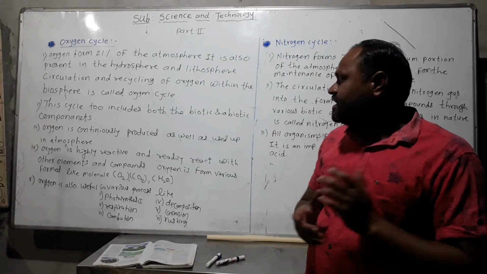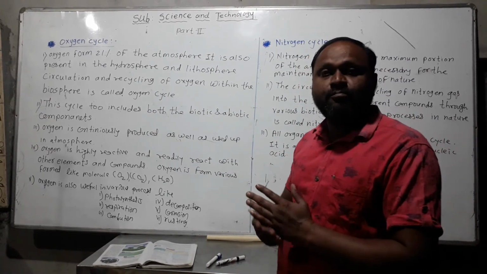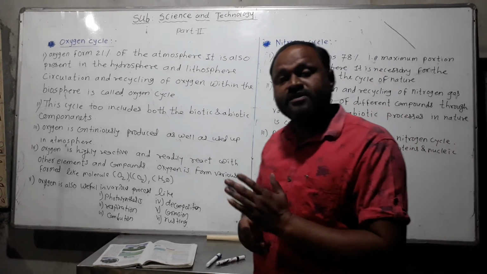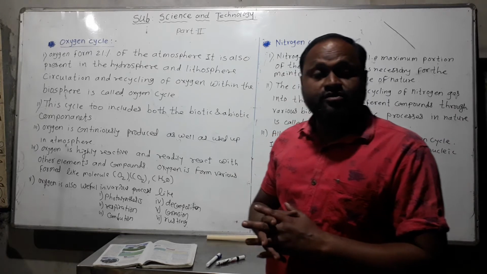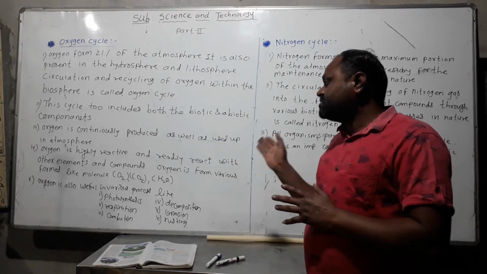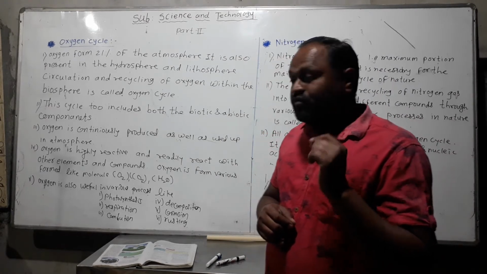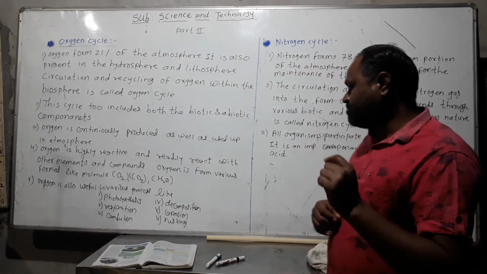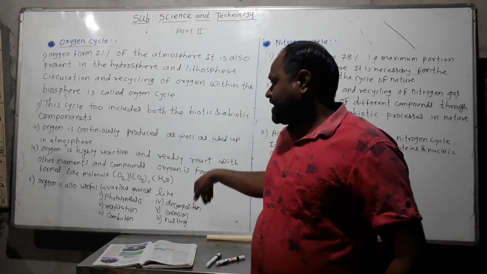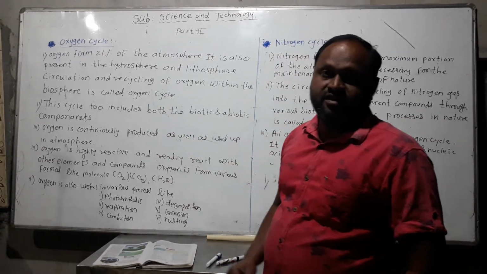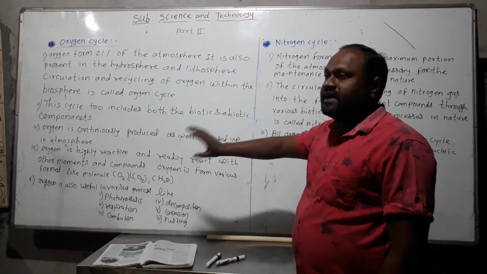Oxygen is a highly reactive element and readily reacts with other elements to form compounds, like the O2 molecule. Carbon reacts with oxygen to form carbon dioxide, and hydrogen reacts with oxygen to form water. Oxygen is also useful in various processes, like photosynthesis, respiration, combustion, decomposition, corrosion, and rusting. Oxygen is involved in all these processes. So that's why the oxygen cycle is explained here in a simple way.